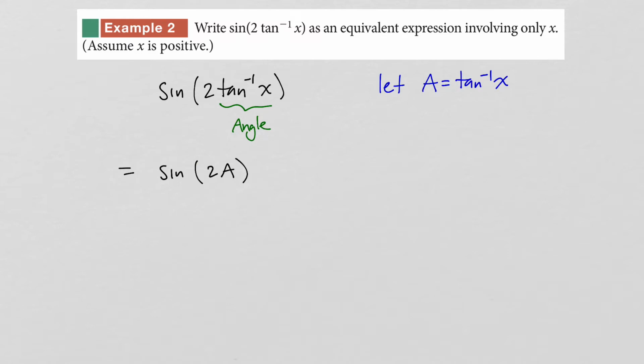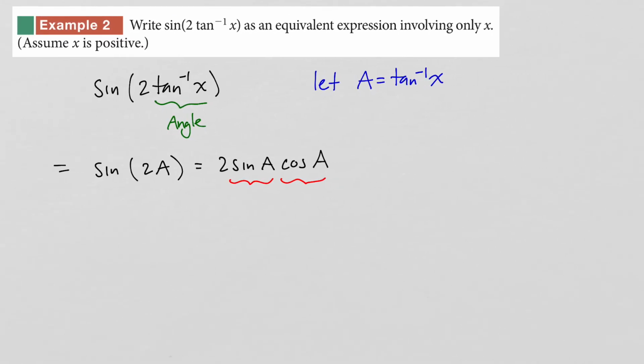And now you should recognize that you can use a double angle formula to rewrite this as 2 times the sine of A times the cosine of A. And so to complete this problem, we just need to know what is the sine of A and what is the cosine of A. And so for that, we go to our equation over here. We let A be the inverse tangent of x, and we know that x is positive.